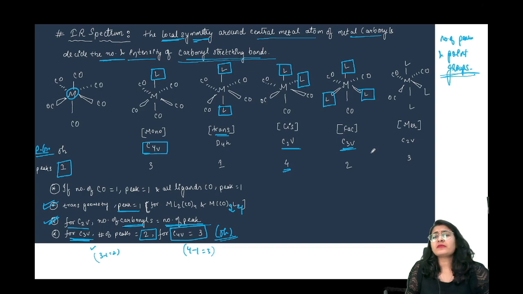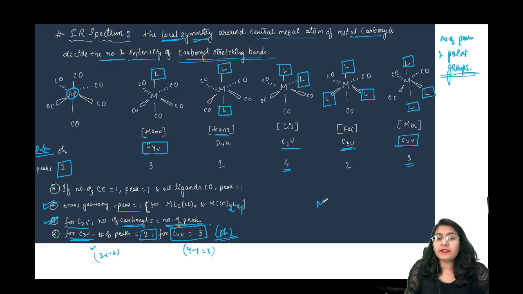ठीक है? फिर आया meridional isomer. I have replaced 3 in a meridional way. Now, what is the point group again? If you try to find out, you will see it is a C2v point group once again. And for C2v, the number of carbonyls, which is 3, is going to be equal to the number of peaks. So वो भी 3 है यहाँ पे.